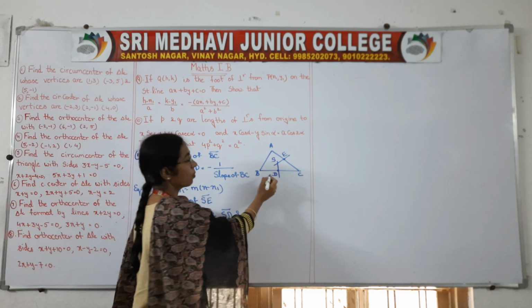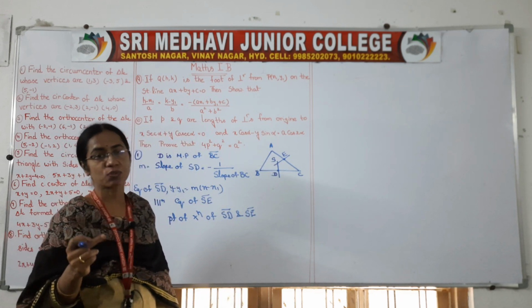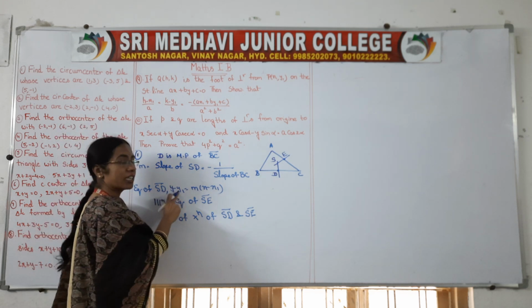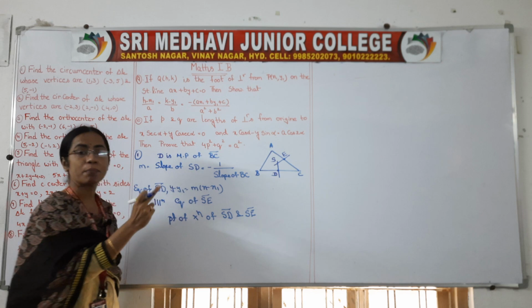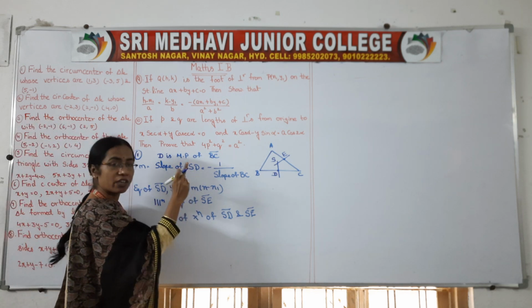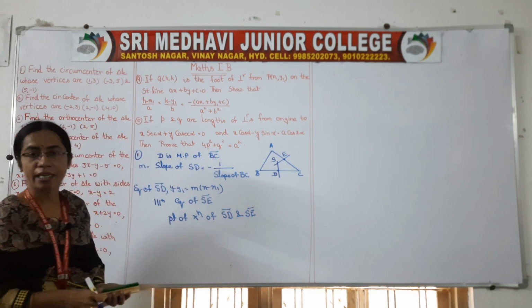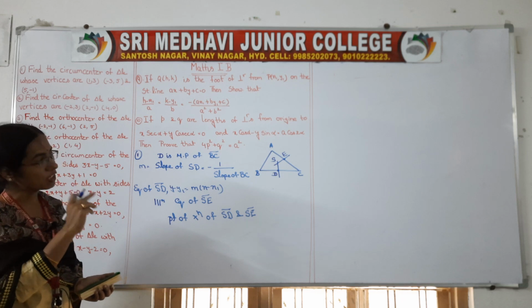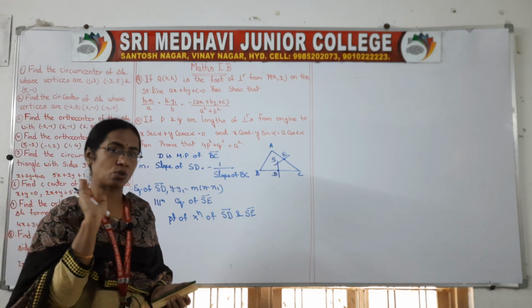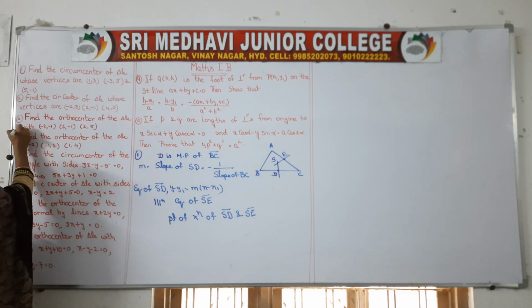So D is the point and we need m. Once we have the point (x1, y1) and slope m, then its equation is y minus y1 is equal to m into x minus x1. Okay, so if you substitute, you will get your SD line equation. Similarly, the SE line equation. The point of intersection of SD and SE is your circumcenter. That is the concept of the first two questions. Okay, now come to your third and fourth.